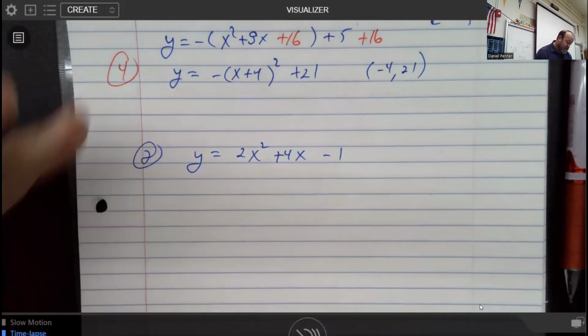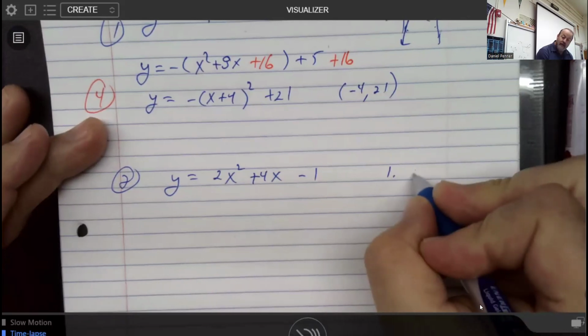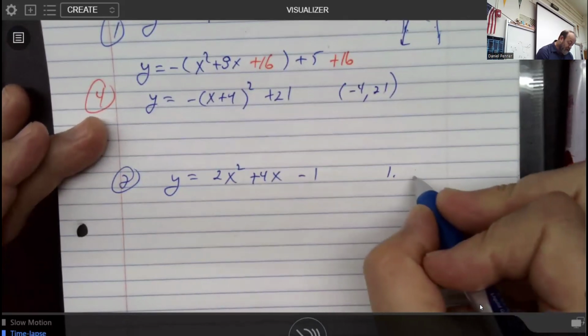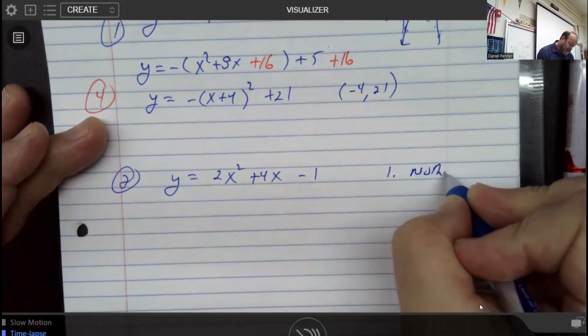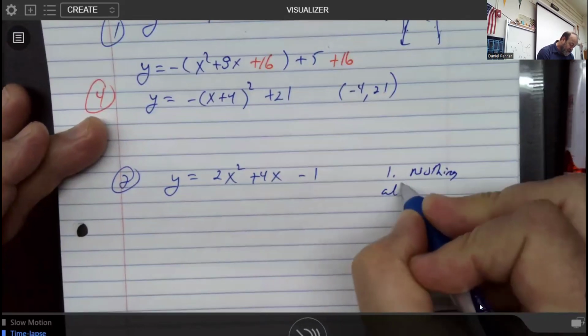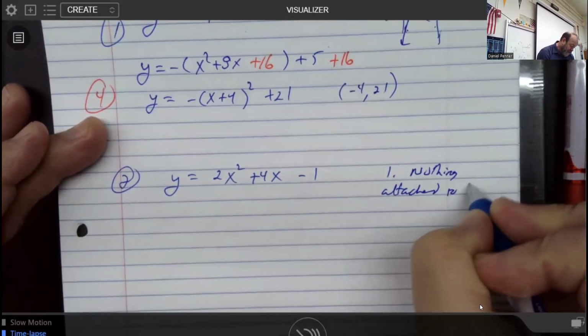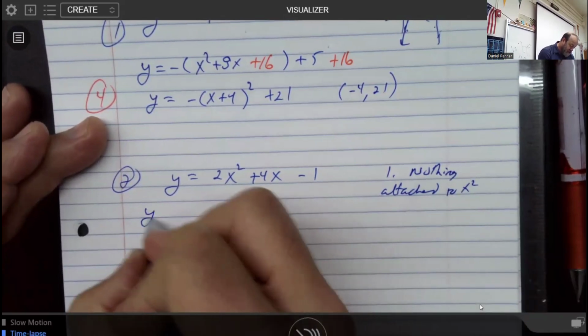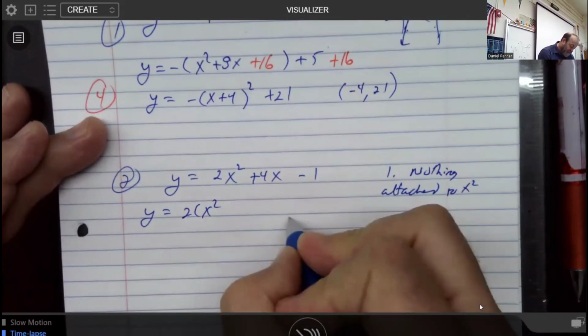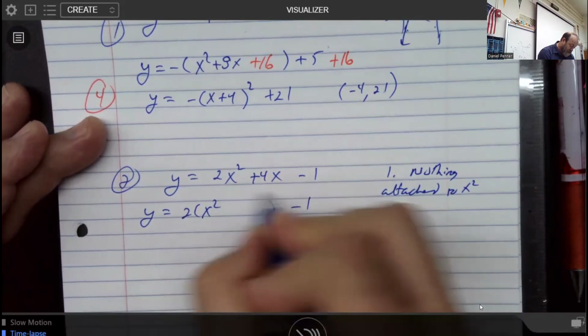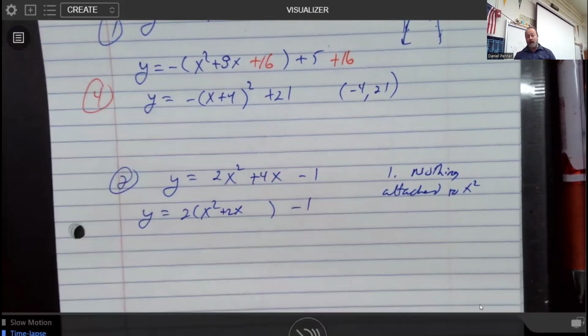So the first thing that I want to say is never let anything be attached to that x squared. Nothing directly attached to x squared, okay? So the first thing I'm going to do is pull the 2 away from that x squared, which means I'm going to have 2x, okay? So that's my first step.